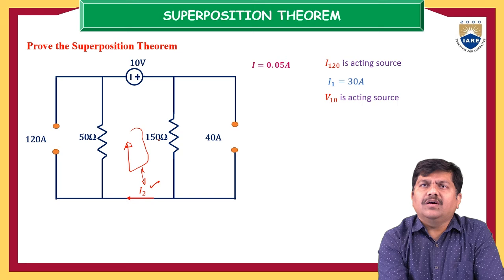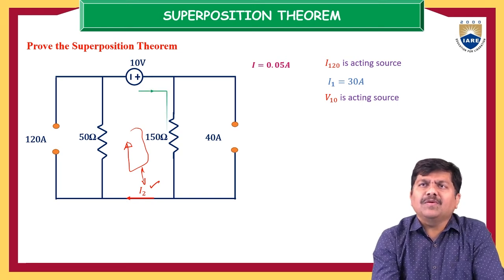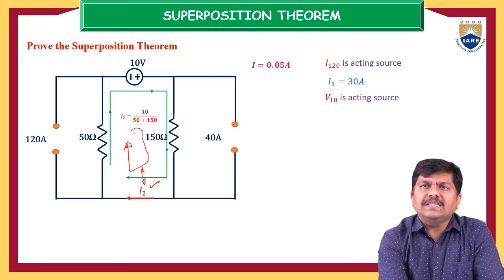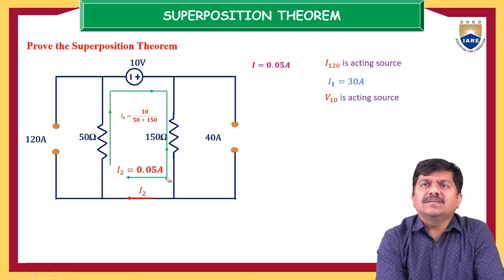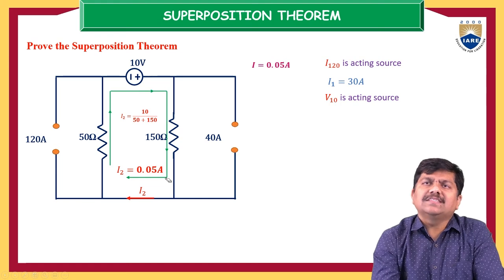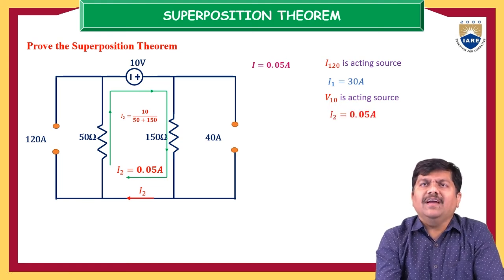So how much current is here? That current is nothing but 10 volts divided by 150 plus 50. This is simple. So I2 is equal to voltage divided by 50 plus 150. So the magnitude is 0.05 amps. Just let us record that value here. I2 is equal to 0.05 amps.